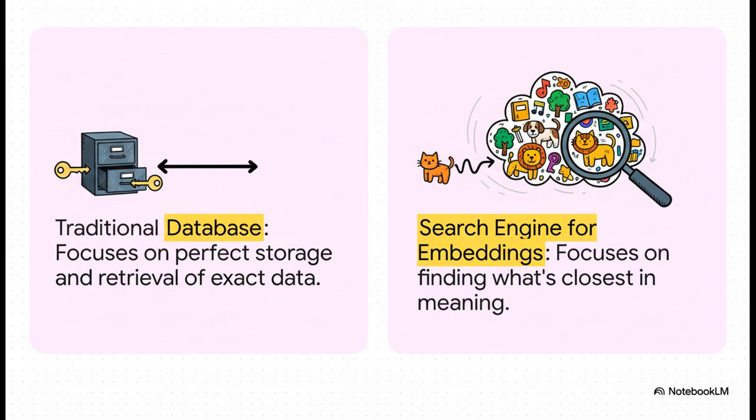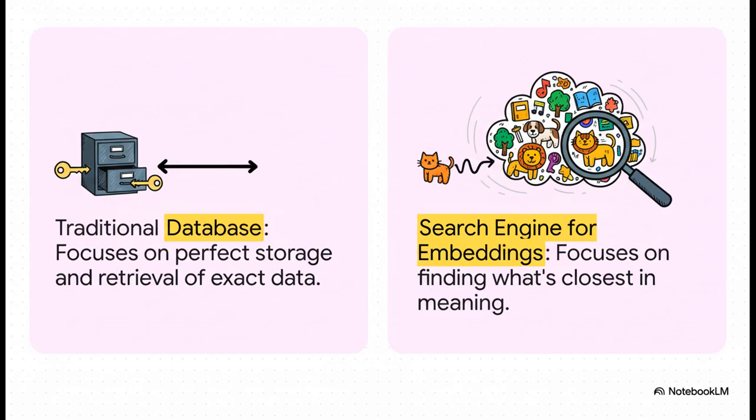And here's the absolute core of it. Think about a classic database like a perfect, maybe a little obsessive filing cabinet. It's all about precise storage and retrieval. You ask for file number 123, you get file number 123. Simple. But ScaNN, it's more like a search engine for ideas.